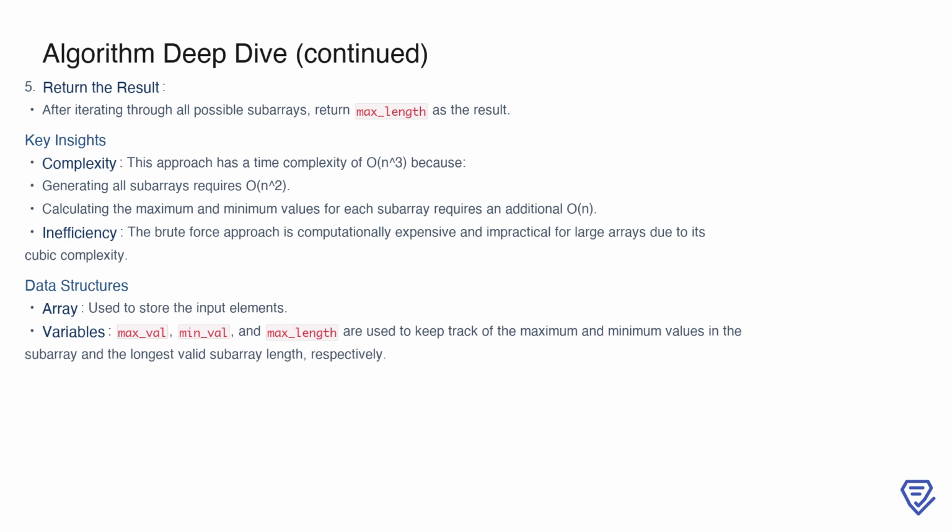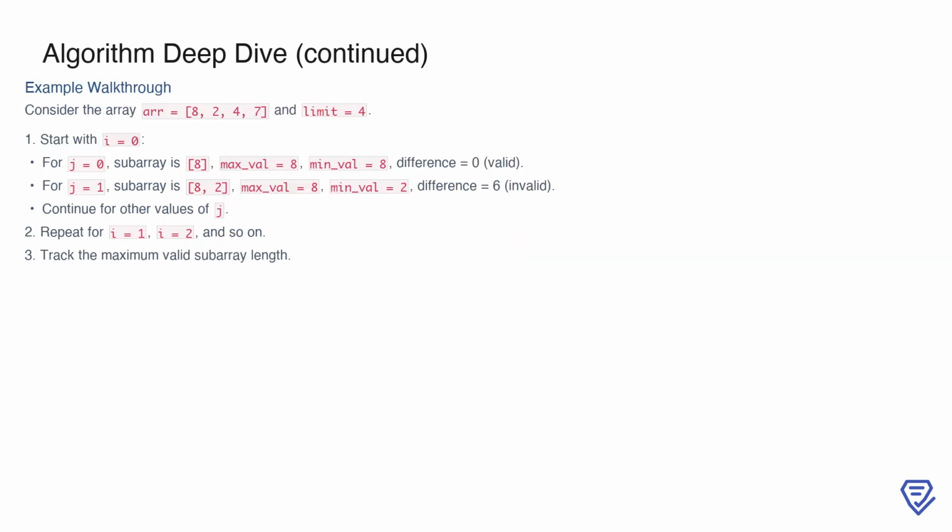To summarize, the brute force method uses basic arrays for input storage and simple variables to track the maximum and minimum values, as well as the longest valid subarray length. To better understand the brute force approach, let's walk through an example. Consider the array 8, 2, 4, 7 with a limit of 4.